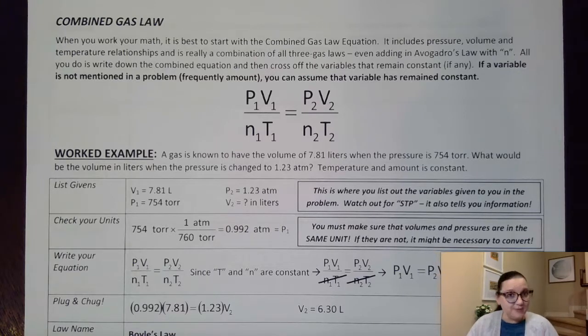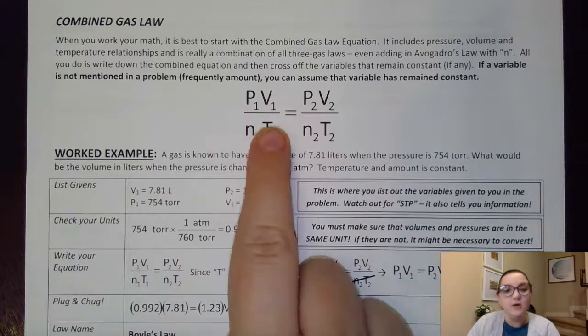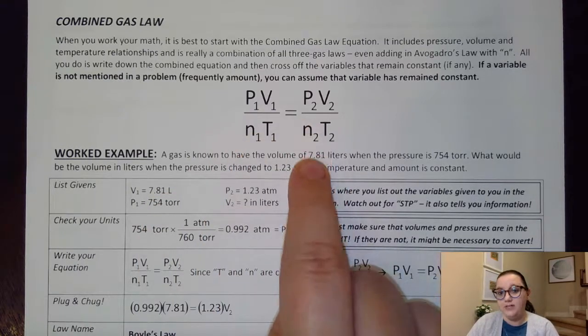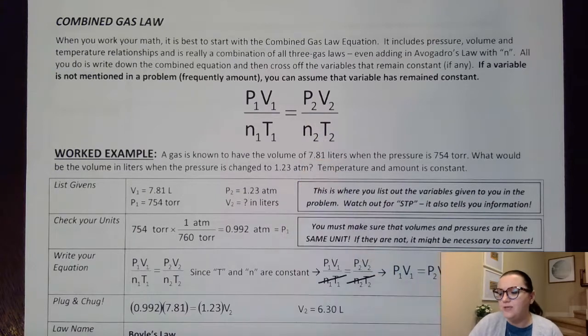This formula is on our formula chart: P1V1 over N1T1 equals P2V2 over N2T2. Anytime you're using either 3 or 4 of these variables, we would call it the combined gas law. But keep in mind that sometimes some of these variables remain constant.